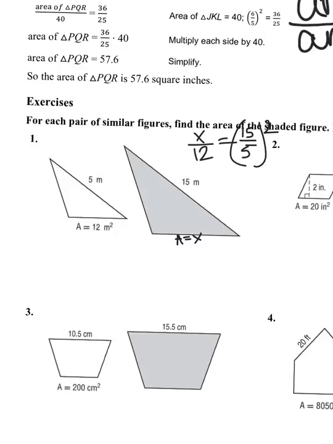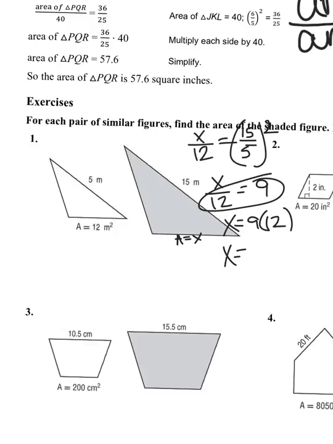Okay, so when I square that 15 over 5, it's actually a perfect number, 9. And if I want x by itself, I can cross multiply or bring the 12 up. These are going to get multiplied. So x equals 9 times 12. The answer for x, which is the area of my large one, is 108 meters squared.